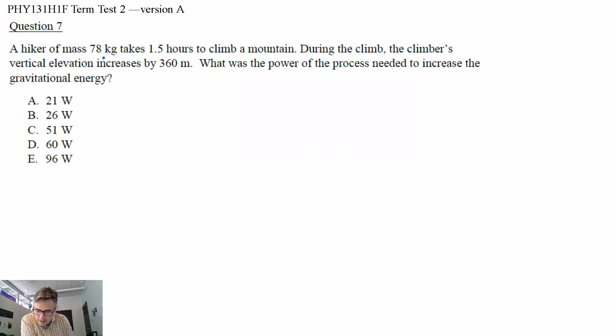A hiker of mass 78 kilograms takes 1.5 hours to climb a mountain. So there's the mountain. M is equal to 78. During the climb, the climber's vertical elevation increases by 360 meters. What was the power of the process needed to increase the gravitational energy?